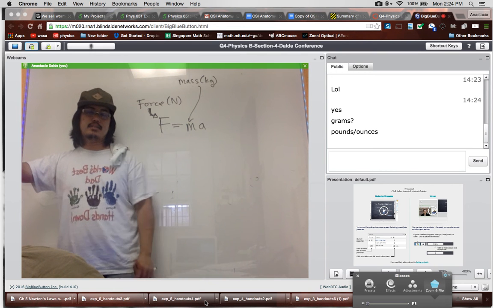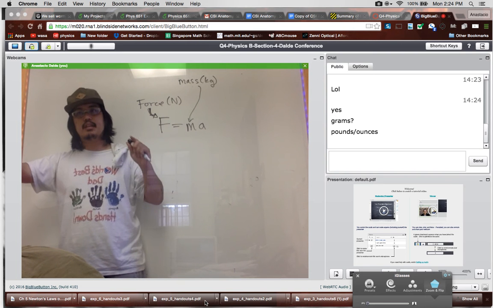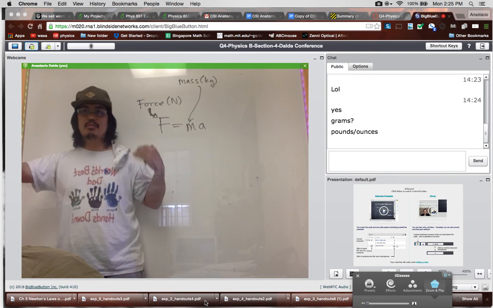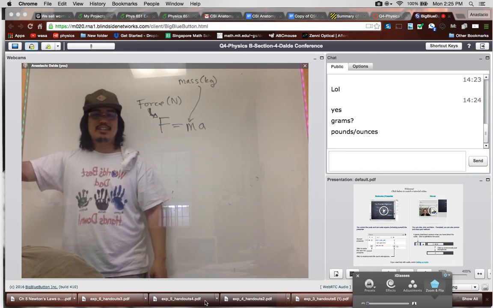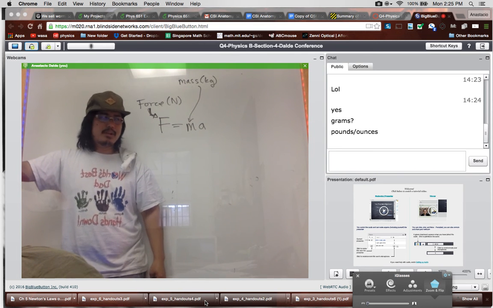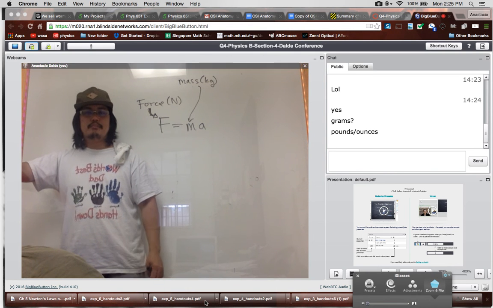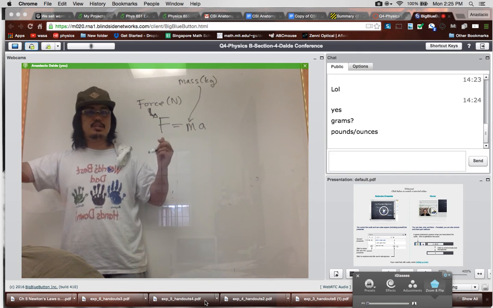Ah, there we go. Pounds and ounces. Yes. Actually, you're 100% wrong. Totally wrong. And most people are like, what? No, in America we use pounds, right? No, no, no. Pounds is actually a measurement of force.